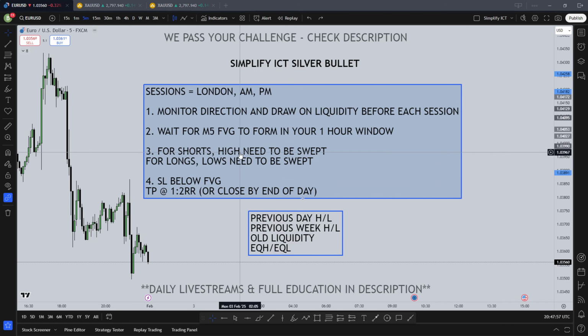The second step is pretty simple. We're going to wait for a 5-minute fair value gap to form in your 1 hour window. And the simplicity of the strategy is unmatched. You're literally waiting in a 1 hour window for a specific setup to form. And if that doesn't show, then you don't take a trade.